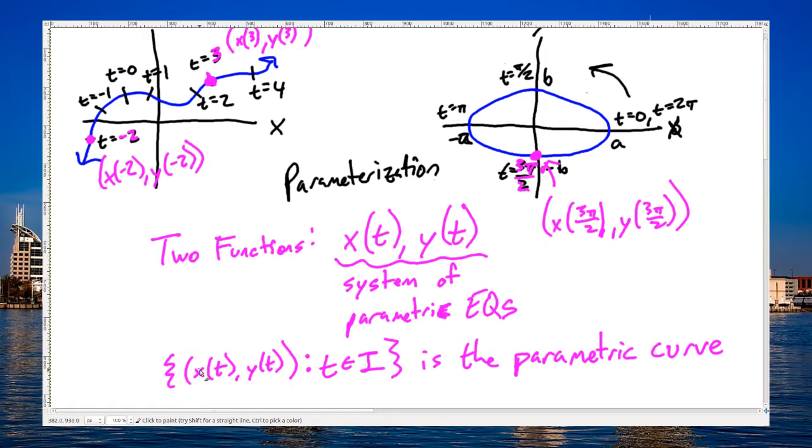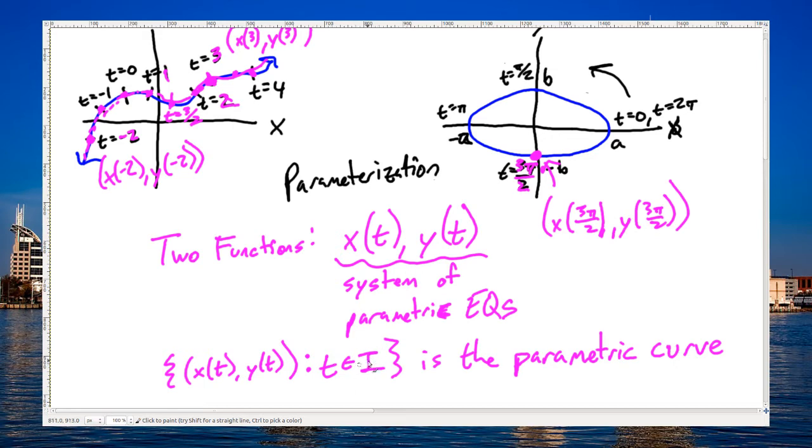We take all the x values spit out by the x function, all the y values spit out by the y function, and that gives you all the points on the curve, including the points in between. This would be the point maybe t equals 3/2 between 1 and 2 here. And we would pick every single real number, and that would give us the entire curve.